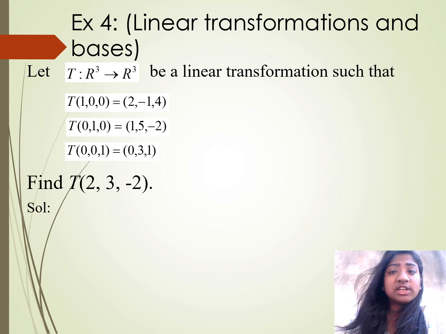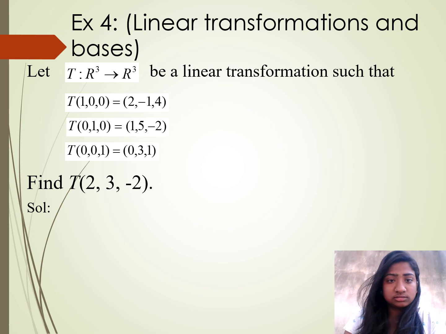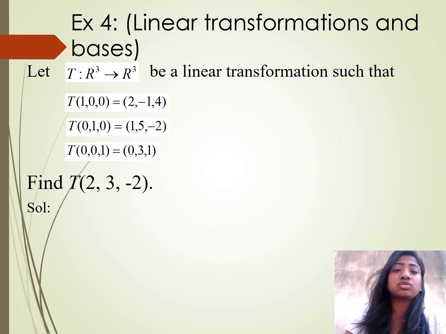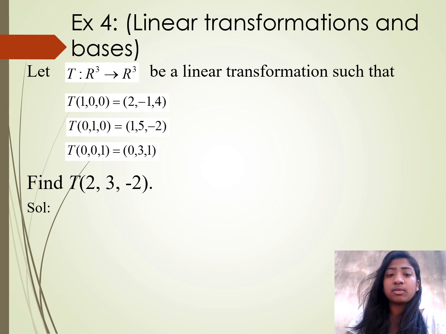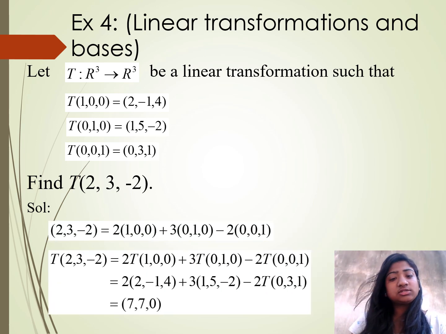And the example of linear transformations and bases. Let T mapping R cube to R cube be a linear transformation such that T of (1, 0, 0) equals (2, 1, -1, 4), T of (0, 1, 0) equals (1, 5, -2), T of (0, 0, 1) equals (0, 3, 1). Then find T of (2, 3, -2). Here we can get this by multiplying in the given form, so that the given points are (7, 7, 0), as we solve as shown in the PPT.